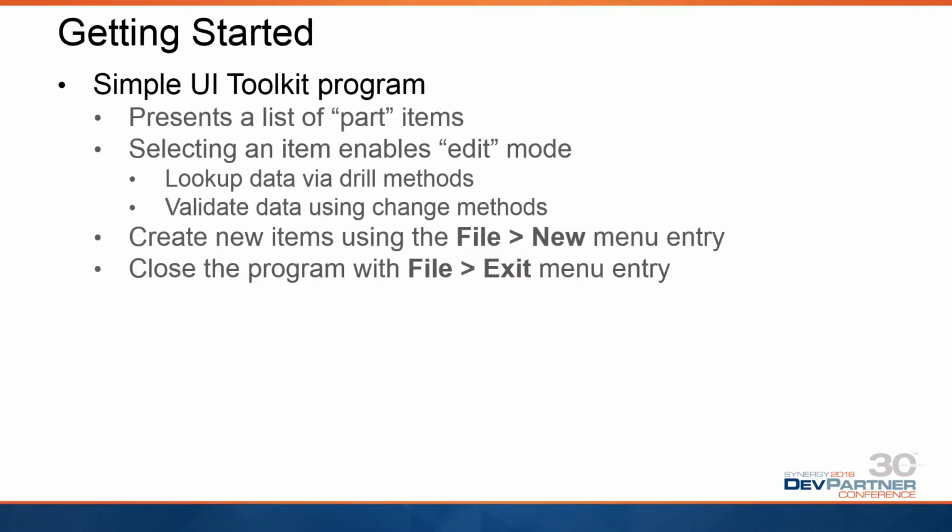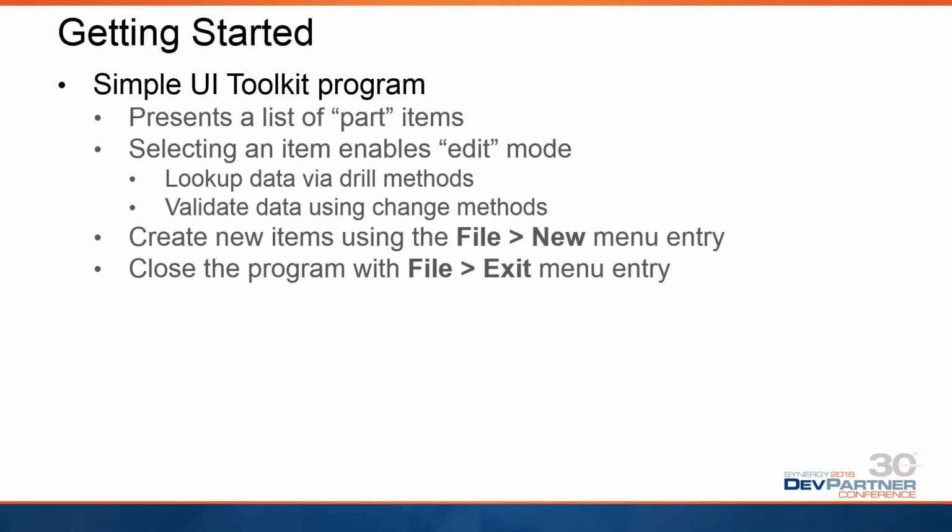So, what we've got is a very simple Toolkit program. It starts off with a list. It's a list of parts. You can scroll through them. You can select an item in the list, and it takes you into edit mode, which brings up, guess what, an input window. The input window's got drill methods and a bit of validation, so you've got to have a valid group and a valid supplier and all that kind of stuff. It's got buttons on it, so you can delete the item you've just selected, or you can cancel back to the list if you've made changes and you don't want to keep the changes.